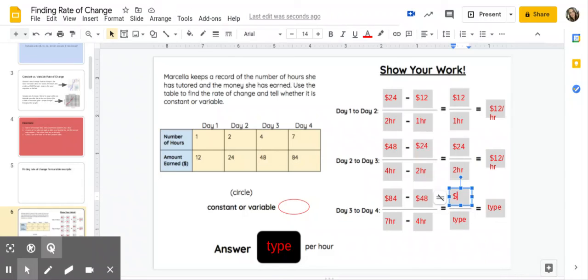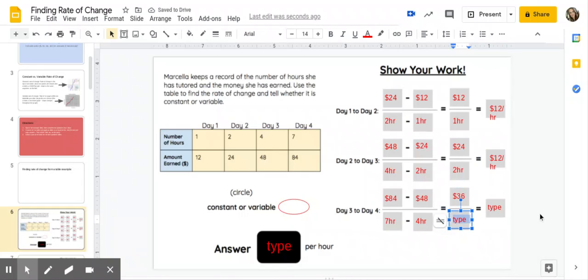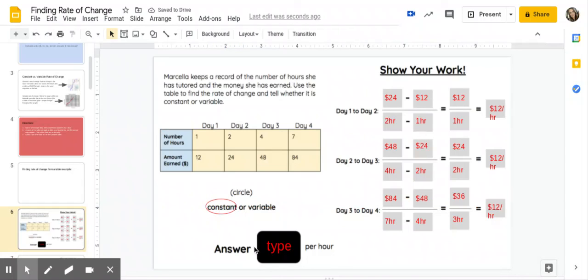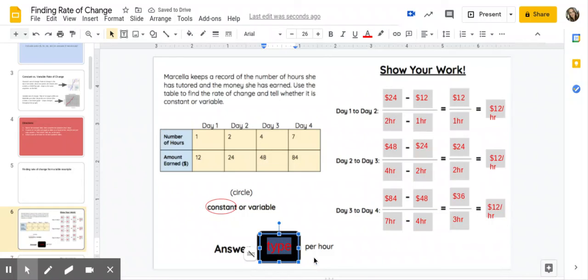So $36 right there. And then 3 hours right there, 7 minus 4. So 36 divided by 3 again is $12 per hour. So her hourly rate is constant. She's going to make the same no matter what hours she's working on. So we'll put there constant. So my final answer, $12 per hour.